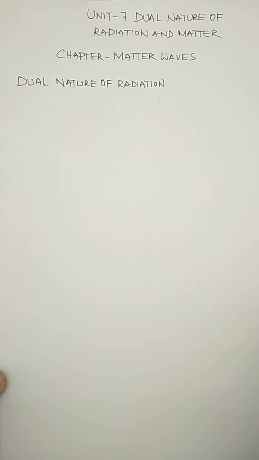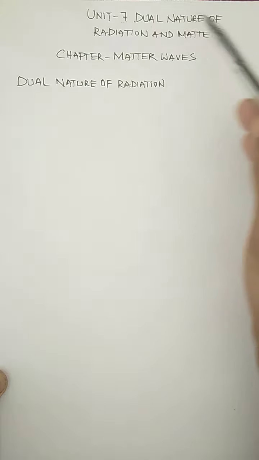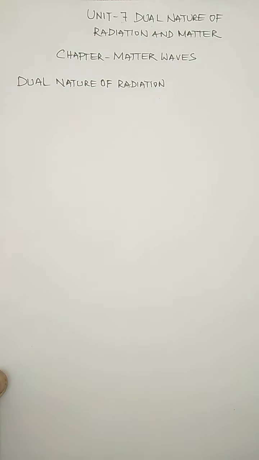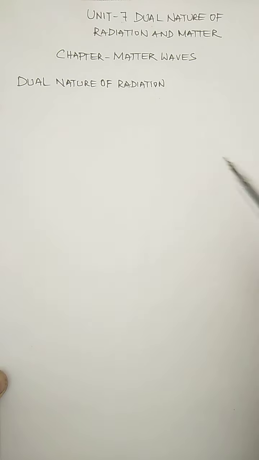And in today's class we do one of the very short chapters in unit number 7, and unit number 7 means dual nature of radiation and matter. And the chapter that we are going to do is called matter waves. What is it called? Matter waves. So this is a very short chapter, but an important concept with respect to this unit, that is dual nature of radiation and matter.